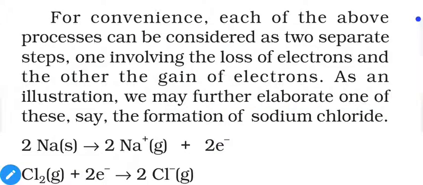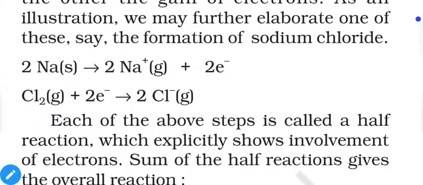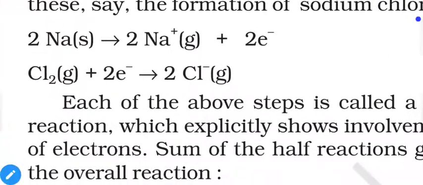Now for convenience, we can separate the redox reaction into two different steps: the reduction half reaction and the oxidation half reaction. We can simply represent each reaction with either loss of electrons or gain of electrons, so that we can properly see which element is being oxidized and which element is being reduced. In this reaction, the initial reaction was 2Na plus Cl2 produces NaCl directly, but here we have two different steps. The first step shows oxidation of sodium. That means sodium loses electrons and increases its oxidation state.